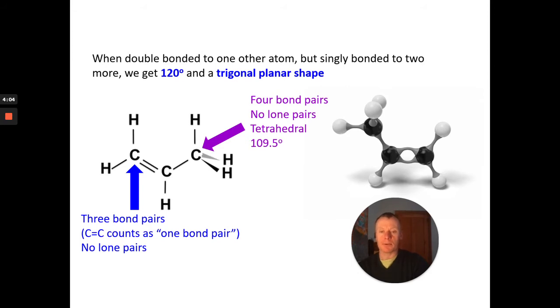So again, we've got 4 bond pairs and no lone pairs on the end carbon there. So like before, that's tetrahedral and 109.5, and that means that there's 2 different shapes and 2 different bond angles going on in different locations in this molecule.